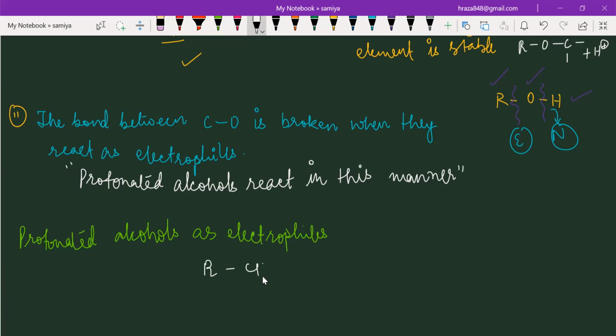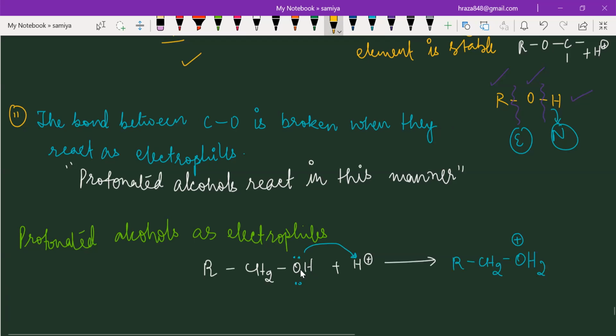First of all, we need to react this alcohol with the proton, that means H plus. This is protonation. You can see oxygen has a lone pair, so it will attack here and form RCH2 and OH2 plus. To understand, you can see this oxygen has a lone pair and is making two bonds, OH and with C. Now this hydrogen will be connected, and this alcohol became like RCH2 OH2 plus.